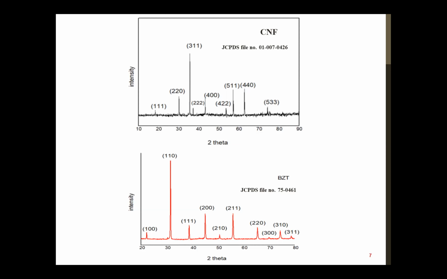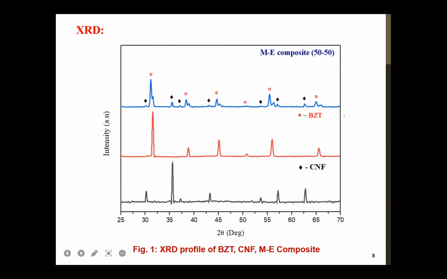Cobalt nickel ferrite and barium silicon titanate are also both individually synthesized and characterized for the formation of proper phase. It is observed that cobalt nickel ferrite has a cubic structural phase, whereas barium silicon titanate also has a cubic perovskite phase. From the XRD of the magnetoelectric composite, having 50% cobalt nickel ferrite and 50% barium silicon titanate, we can observe that both the ferroelectric and ferromagnetic counterparts are present in the composite phase.